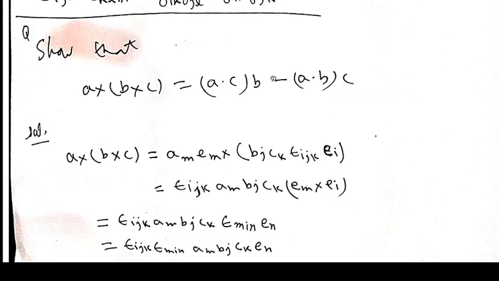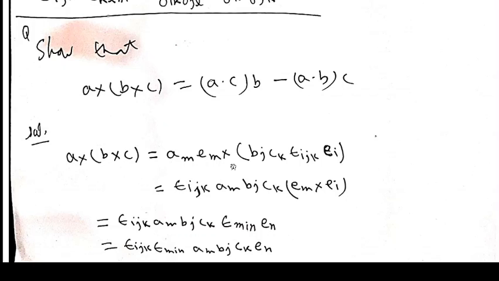Now this is the vector identity. This is A cross B cross C. We have three vectors A, B, C, and the right-hand side is (A dot C) B minus (A dot B) C. Now we will have to prove this with the help of indicial notation, in which we will use the product of permutation symbols.